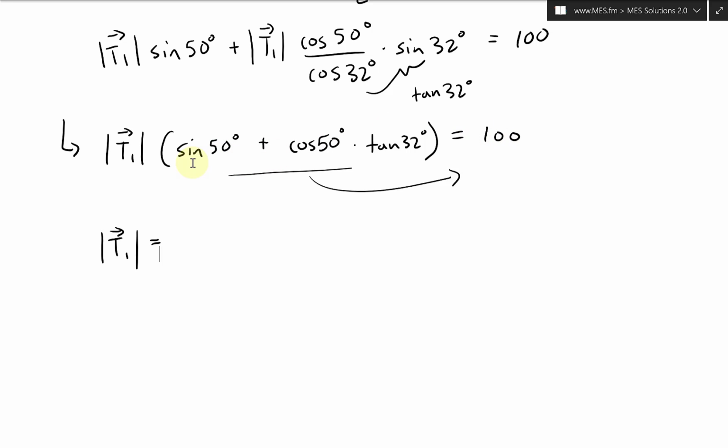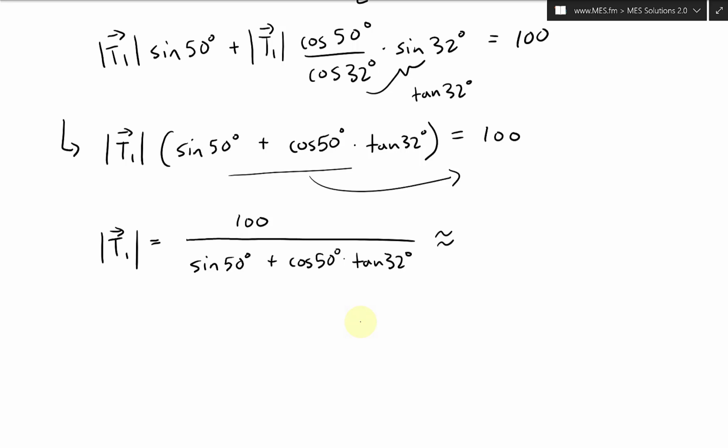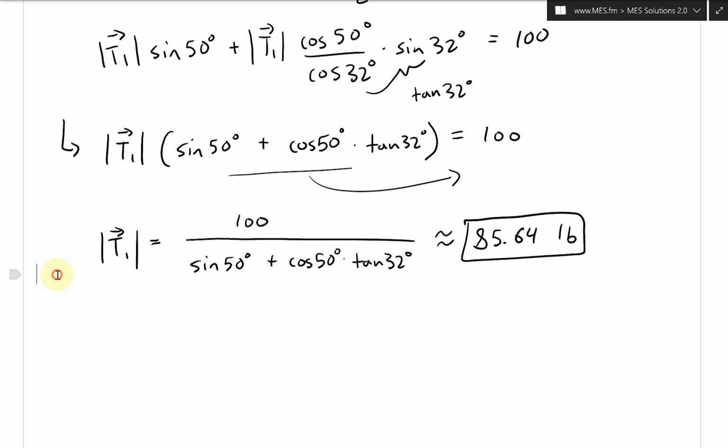All right, so we get 100 divided by this whole thing: sine 50 degrees plus cosine 50 degrees times tan 32 degrees. If you put this in a calculator, that is roughly equal to 85.64 lbs, or pounds. So 85 pounds. And again, this is a length or magnitude. The length of the vector is the magnitude of the force. I'll put an arrow here. So that is our T1, the magnitude.